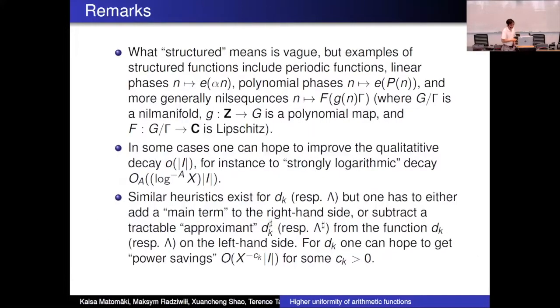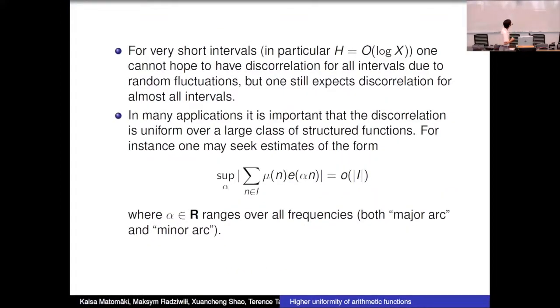Now, if the interval is really short, there is a small problem that for example, the Mobius function, if you take a really short interval, then just by random chance, it could happen that the Mobius function is just completely all ones or all minus ones. And that is expected to happen once the length gets really small, like less than log x. So for really small intervals, you do not expect discorrelation for all intervals. You only expect discorrelation for almost all intervals, just because randomly you might just occasionally get extreme correlation. But for larger intervals like x to the epsilon, you expect discorrelation for all intervals.